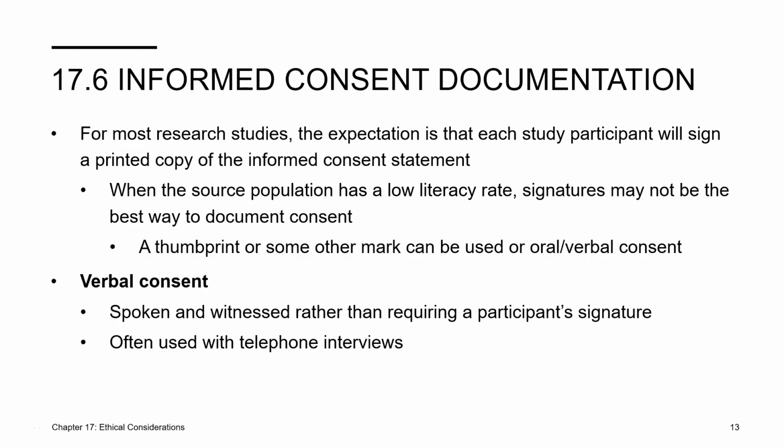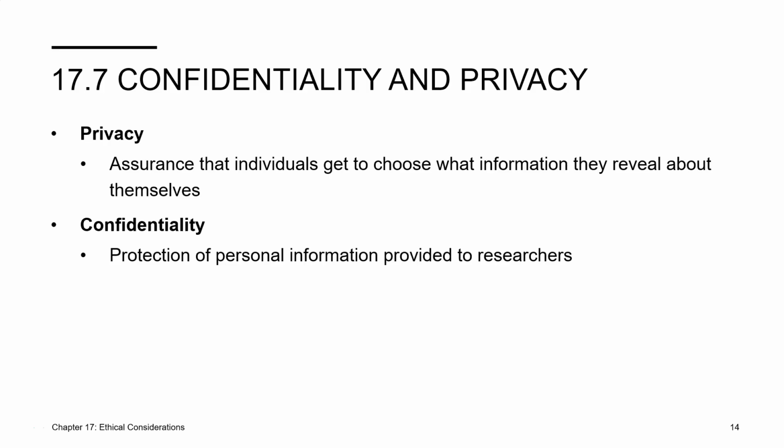And verbal consent is when a spoken and witnessed consent is obtained rather than requiring a participant's signature. And this is often used with phone interviews. Section 17.7 goes over confidentiality and privacy. These are two different concepts that mean similar things but sometimes get confused. So privacy is the assurance that individuals get to choose what information they review about themselves. And then confidentiality is the protection of personal information that is revealed to the researchers.